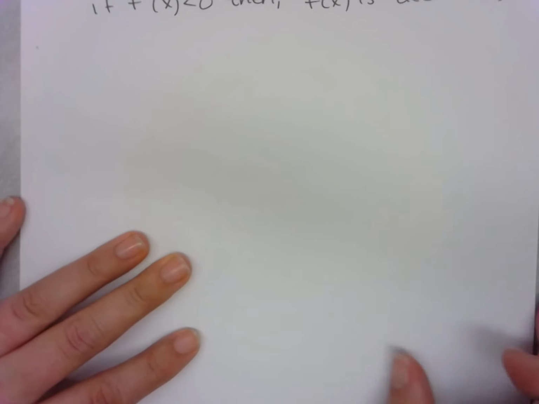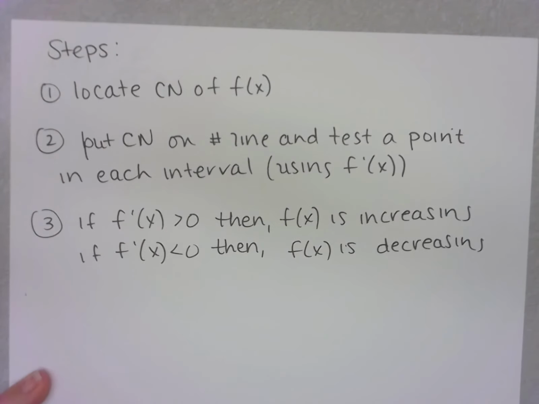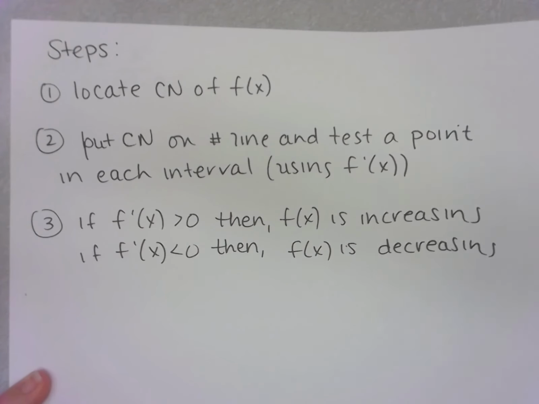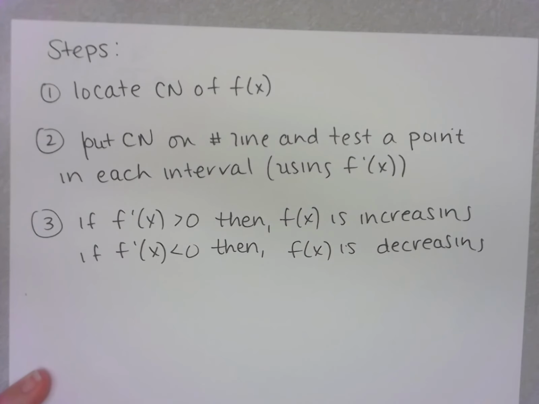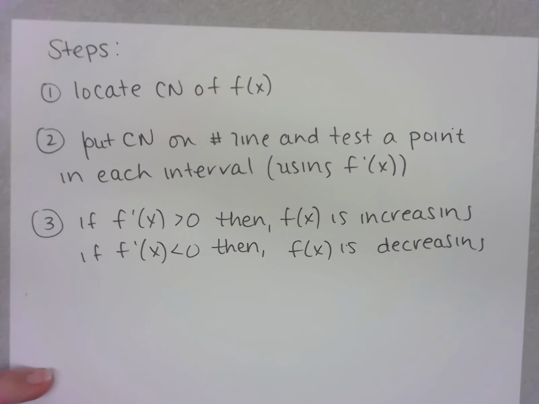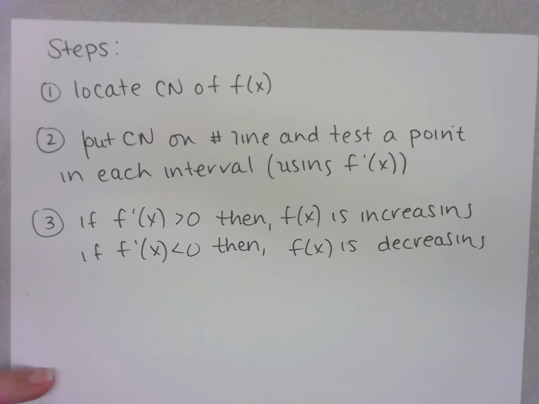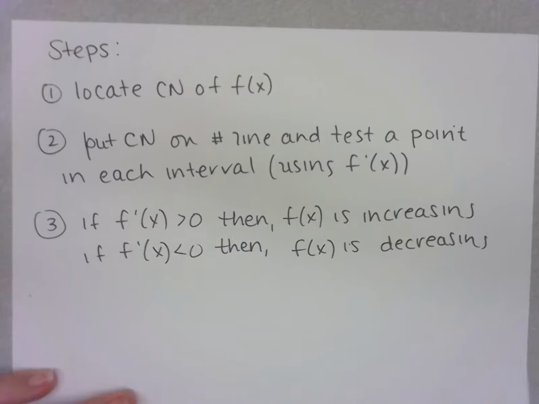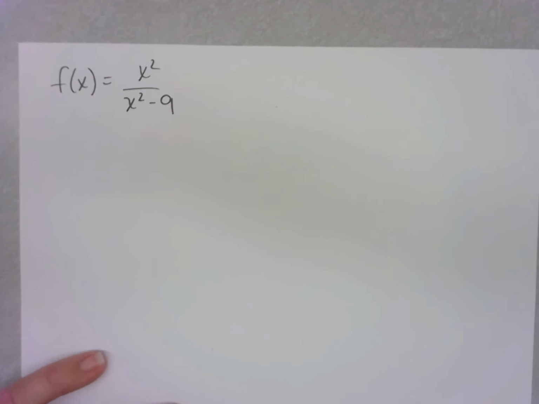All right, so again, right, we find the critical numbers of f, we put the critical numbers on the number line and test a point in each interval, we test in f prime, then we look at the sign in each interval. When f prime is positive, that means f is increasing, the graph is rising from left to right, and if f prime is less than 0, then we say that f of x is decreasing, meaning it's falling from left to right. Right, so let's do one that's a little bit more complicated.